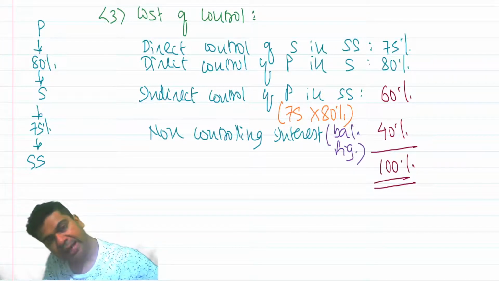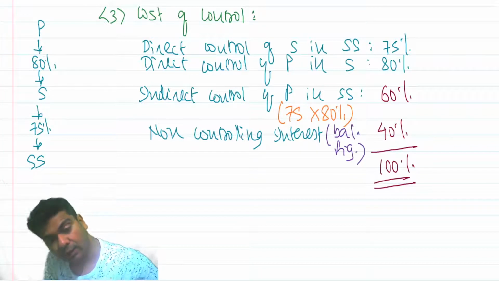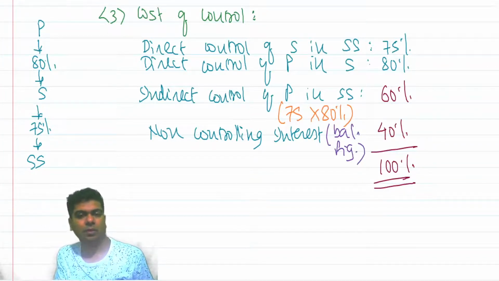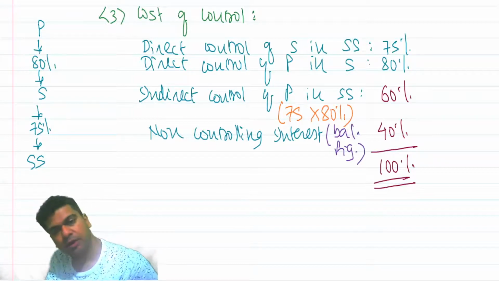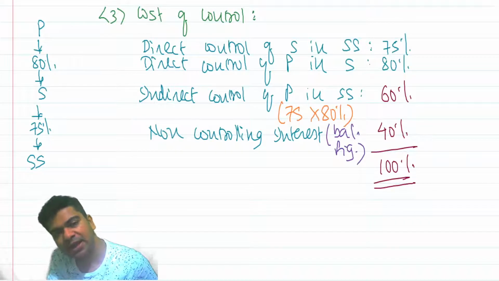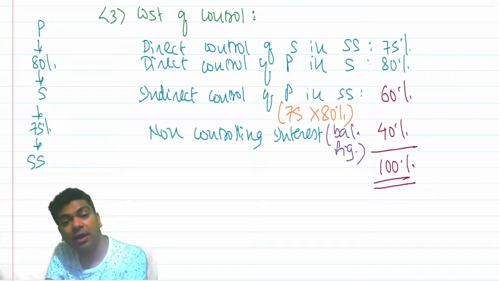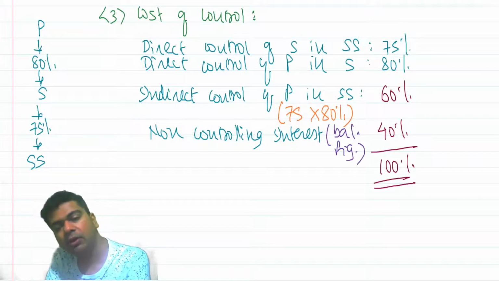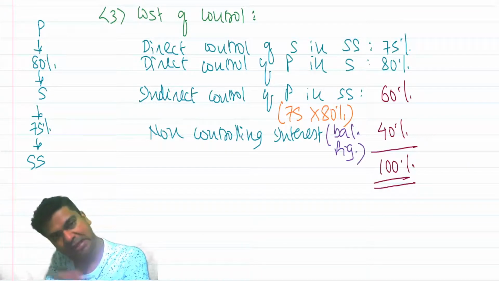Please go through it again. Just let it sink. Direct control of S in SS is 75%. Direct control of P in S is 80%. Indirect control of P in SS hence is turning out to be 60%. And the non-controlling interest is turning out to be 40% as a balancing figure.